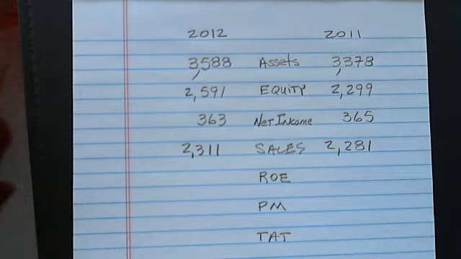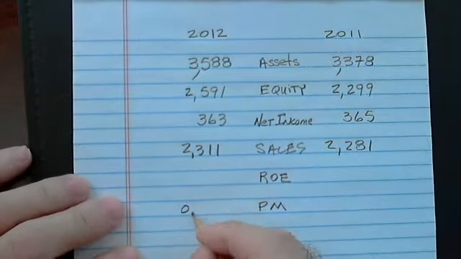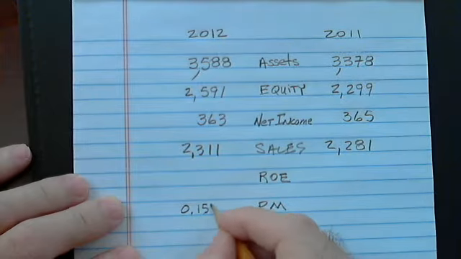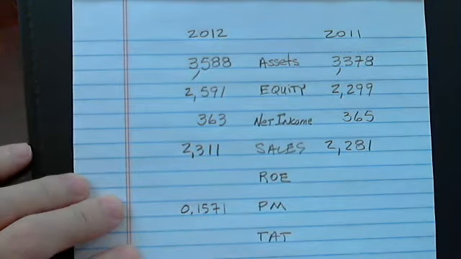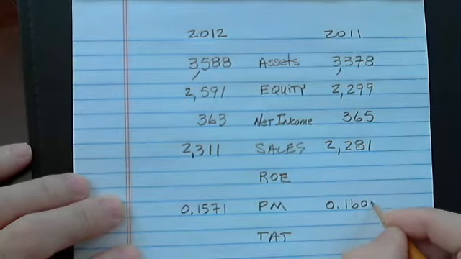So let's begin here with profit margin, which is simply net income divided by sales. So profit margin, net income divided by sales, and I'll round to 4 decimal places like we've been doing in class, 0.1571, and in 2011 it's 0.16 even.